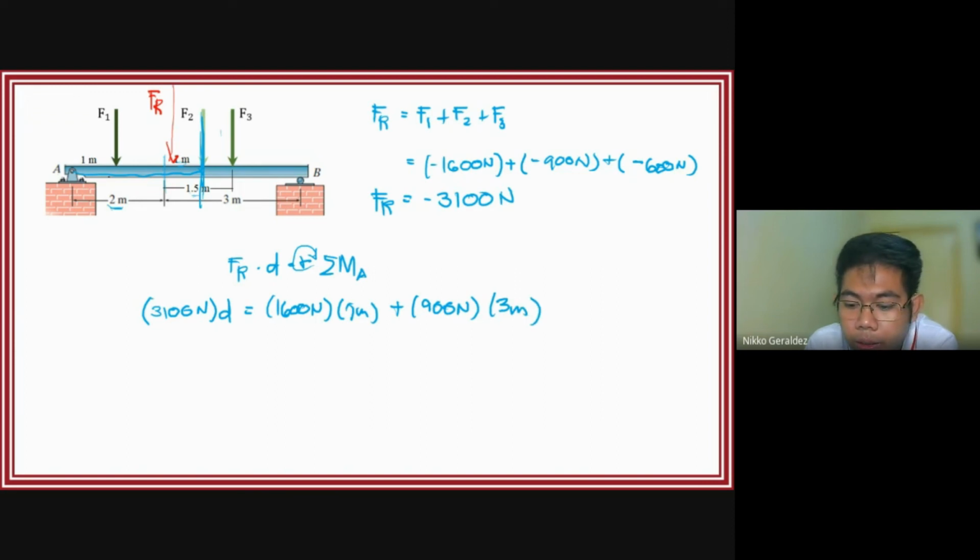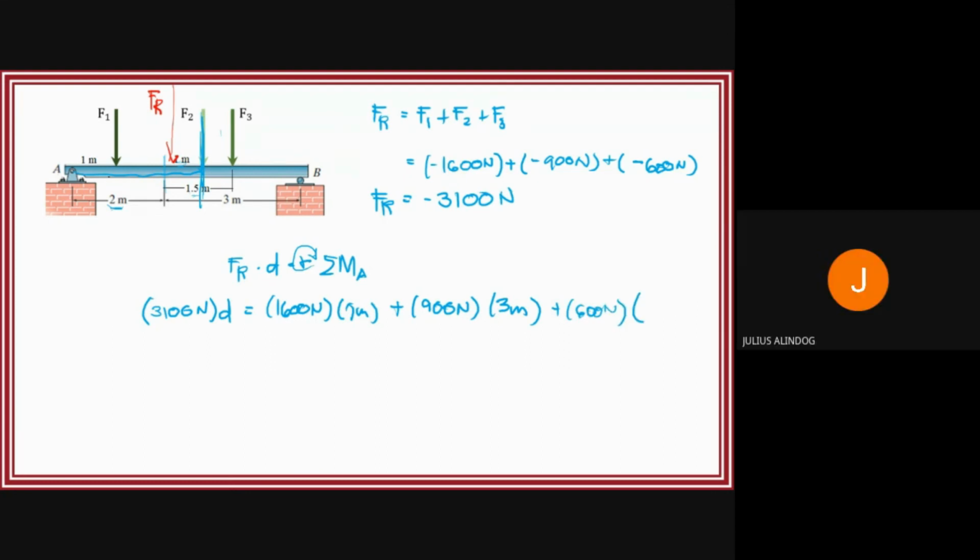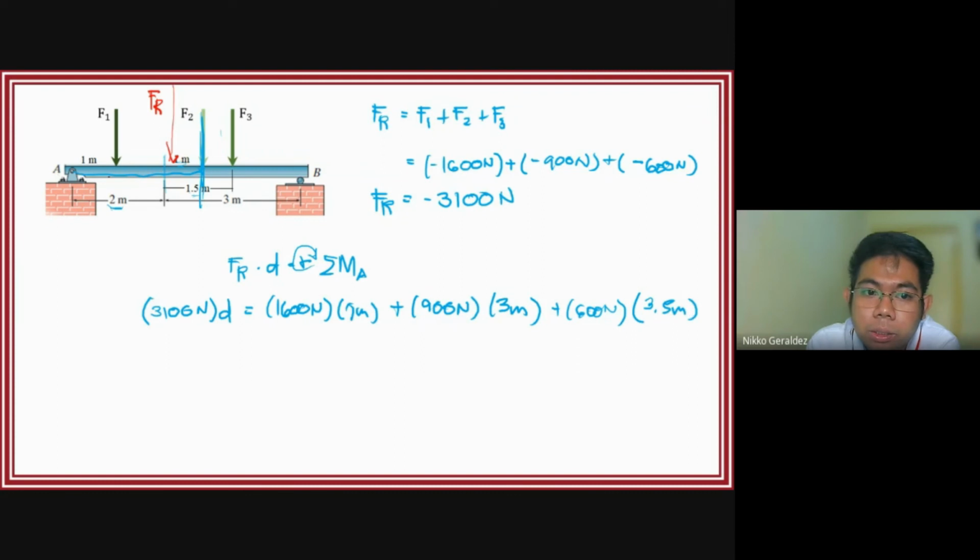Then next, F3, 600 newtons, clockwise: plus 600 newtons times the perpendicular distance, 3.5 meters. So the position D is 2.064 meters from point A. So, that's how we get it.